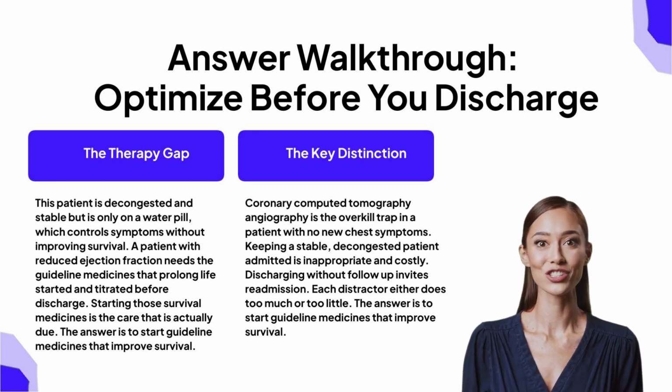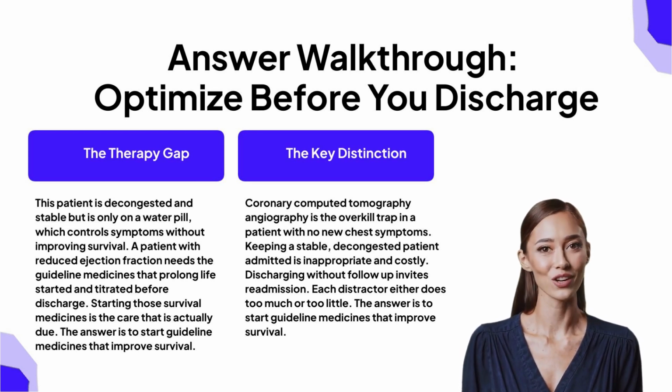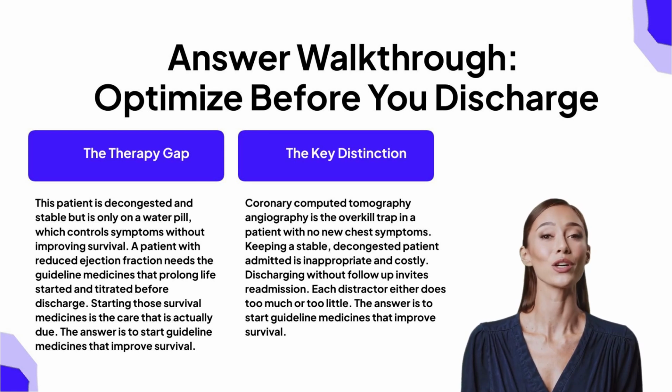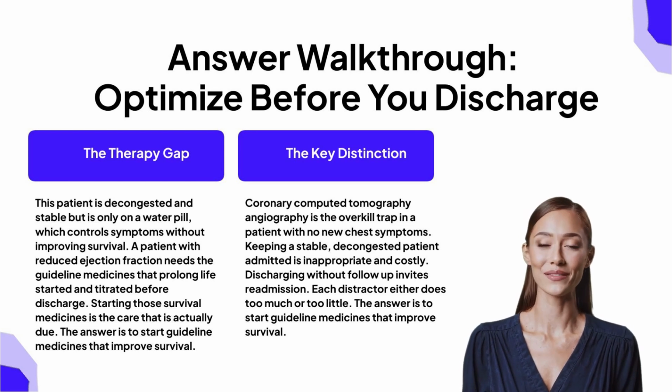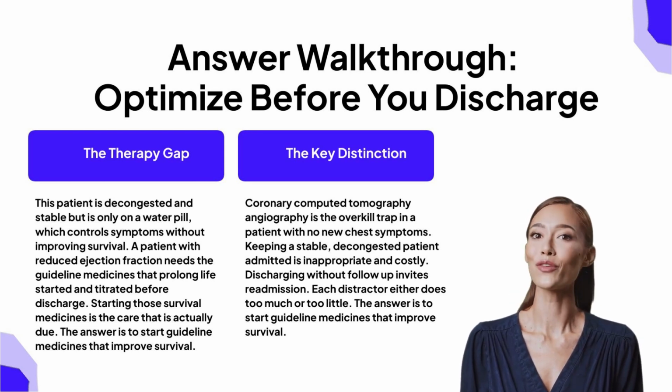Now, the key distinction between the wrong choices. Coronary computed tomography angiography is the classic overkill trap, ordered in a patient who has no new chest symptoms. Keeping a stable, decongested patient admitted for another week is inappropriate and costly and exposes him to the hospital with no benefit. Discharging him with no follow-up appointment almost guarantees a return visit. Every distractor either does too much or too little. The correct answer is to start the guideline medicines that improve survival.